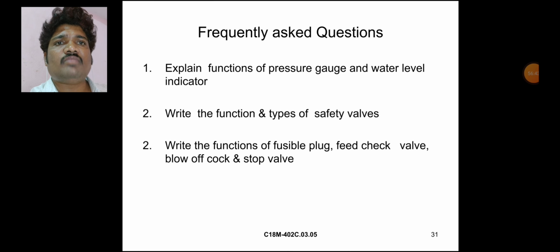These questions may be asked on this topic. Explain the function of pressure gauge and water level indicator. Write the function and types of safety valves. Write the function of fusible plug, feed check valve, blow off cock and stop valve.